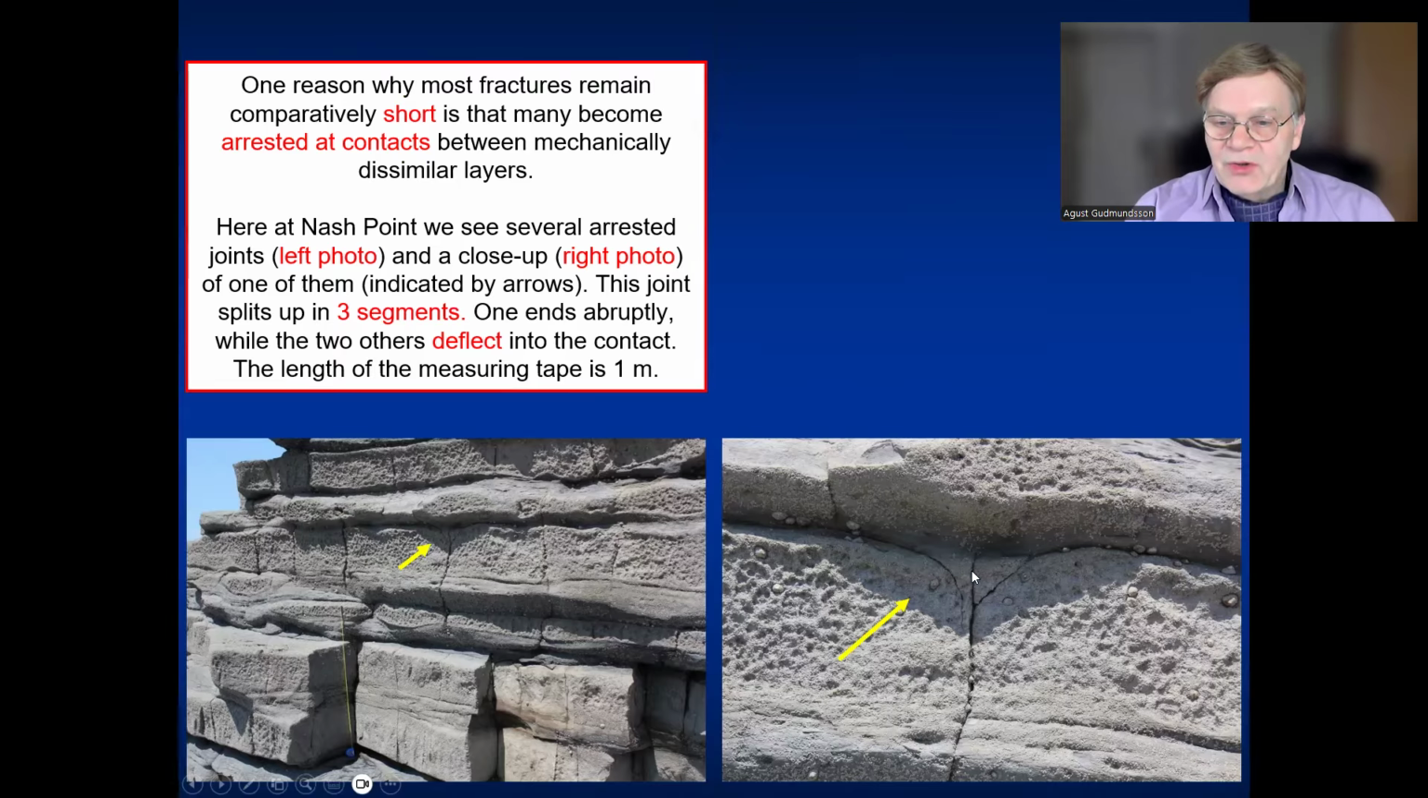It cannot penetrate it, and it changes into three segments, two of which curve into the contact, and the third one simply ends abruptly. In any case, the joint becomes confined to this layer here and doesn't go through this layer there. So it becomes arrested. If it's confined to one layer, we'd call it stratabound.